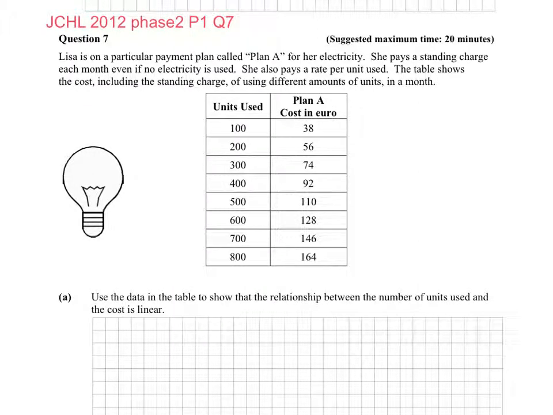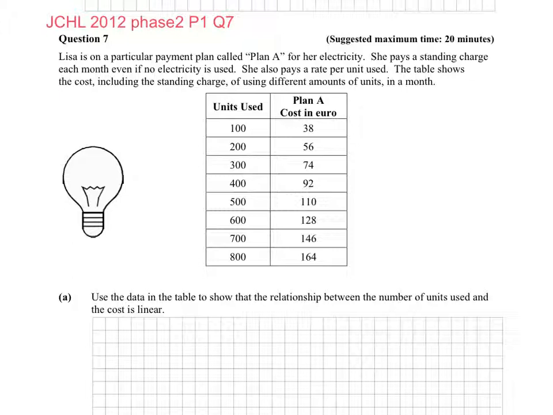Junior Certificate, Higher Level 2012, Phase 2, Paper 1, Question 7. This is a sequences and series question. It might involve a little bit of coordinate geometry in terms of plotting points and drawing lines and coming up with a formula for the line, but we'll just work our way through and see what happens. So we have a set of data here.